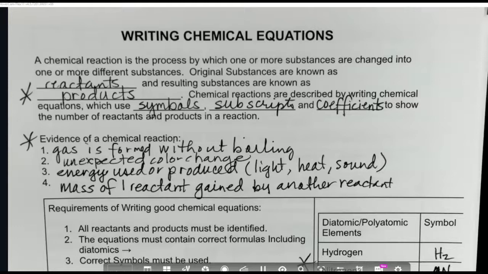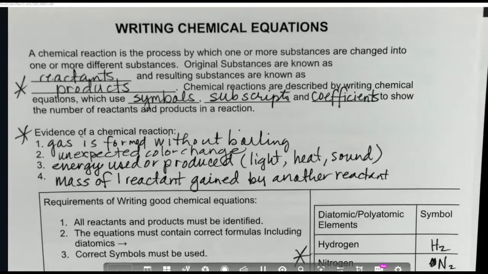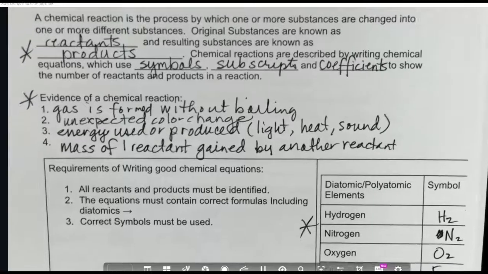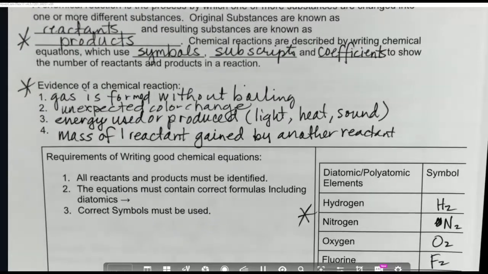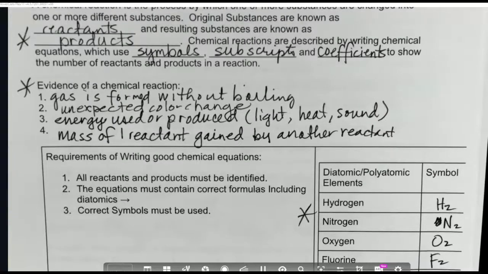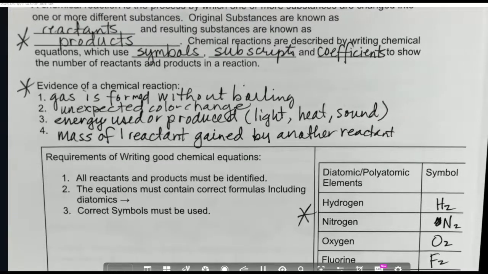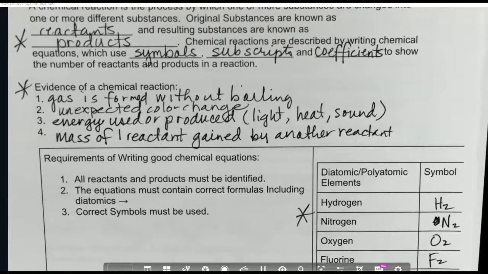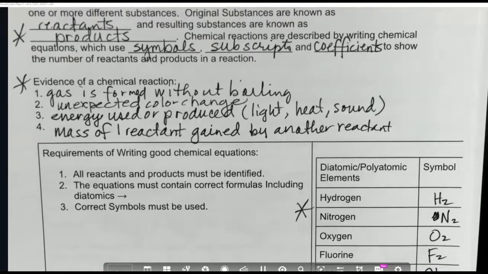Some old terminology is evidence of a chemical reaction. Here we are going to observe a chemical reaction if a gas is formed without boiling, if there is an unexpected color change, if energy is used or produced. In other words, if we produce some light or heat or there is a sound. Or finally, if mass of one reactant is actually gained by another reactant. In other words, there's a mass change. So those are some old pieces of information.